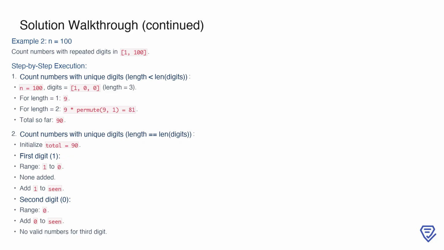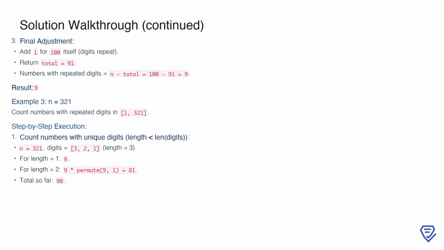Next, we focus on numbers with the same length as n, which is 3 digits. Starting with a total of 90, we evaluate the first digit, which is 1. Since the range for the first digit is from 1 to 0, there are no valid numbers to add here. The digit 1 is then added to the seen set to track used digits. Moving on to the second digit, 0, we add it to the seen set as well, but no further valid numbers can be added for the third digit.